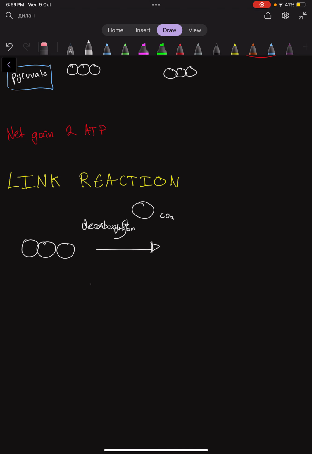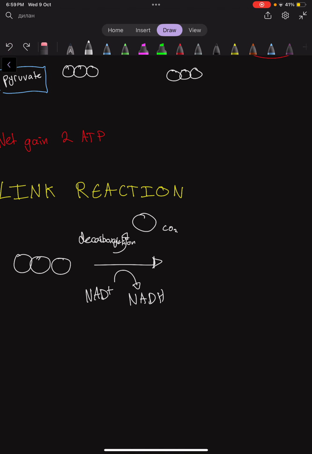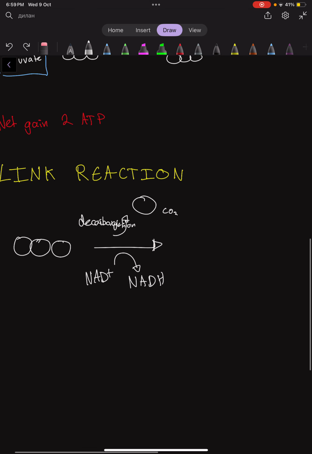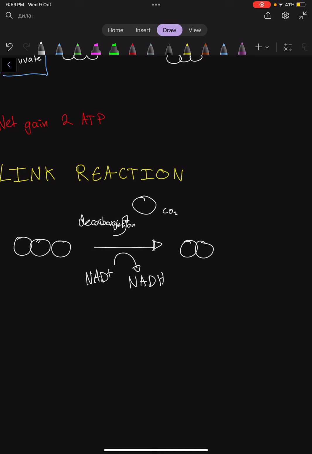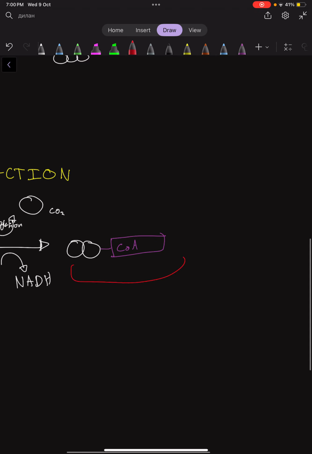And also again NAD plus is reduced to NADH. The reason for this is there's electrons in these bonds, and when you break them they have to go somewhere, right? They have to reduce something, and that's what NAD plus does. It gets reduced. Decarboxylation, a carbon leaves, and this 2-carbon compound gets picked up by coenzyme A. So what you end up with is this 2-carbon compound and this coenzyme A, and this thing is called acetyl-CoA.